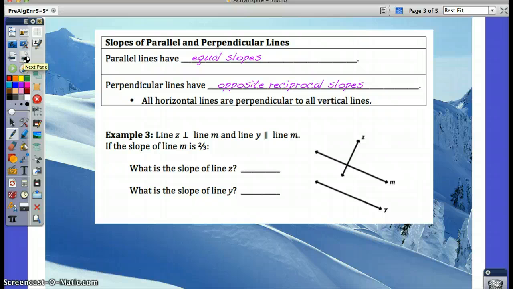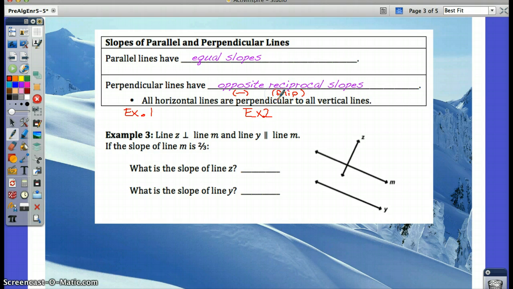So turn the page. We know that parallel lines have equal slopes. Perpendicular lines have opposite reciprocal slopes, and I'm going to give you a couple examples. So write that down. And we also have in here that all horizontal lines are perpendicular to all vertical lines. So an example of a slope that would be perpendicular, opposite reciprocals. Opposite means negative versus positive, and reciprocal means flip the fraction.